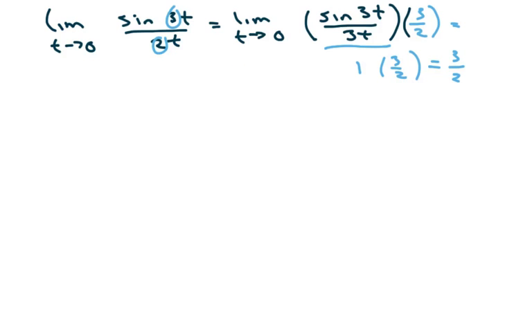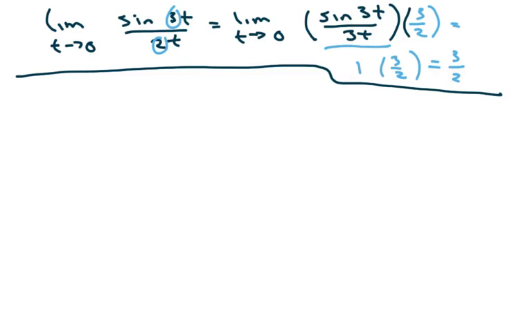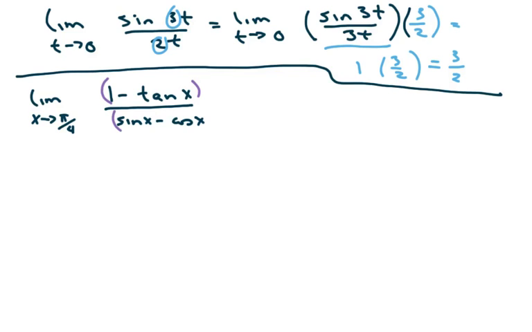All right, and another one we're going to do, I think I can squeeze it on here. Okay, we're going to do the limit as x approaches pi over 4 of 1 minus tan of x over sine of x minus cosine of x. Now the issue with this one is if we plug in pi over 4, we'll get 0 in the denominator. So what I'm going to do is multiply my numerator and my denominator by cosine of x.